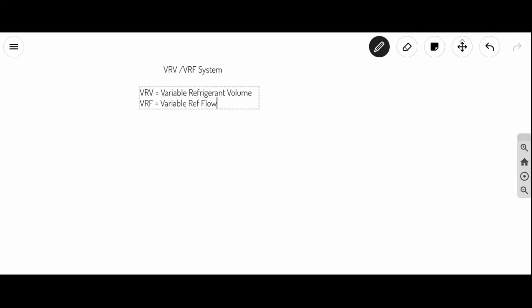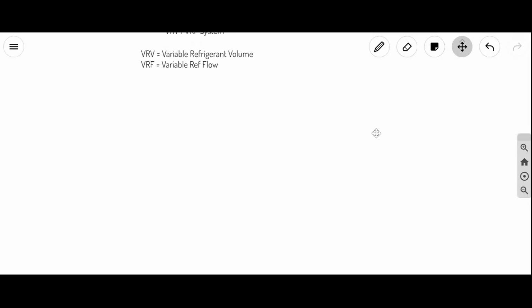In yesterday's session, we discussed the ductable system, right? Yes, sir. So, in the ductable system, can we have an individual comfort level? That means, can we maintain a separate temperature in each room? No, sir, not possible. So not possible. But if you want such a system, then we go with the VRV system.